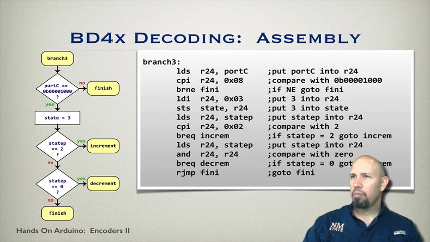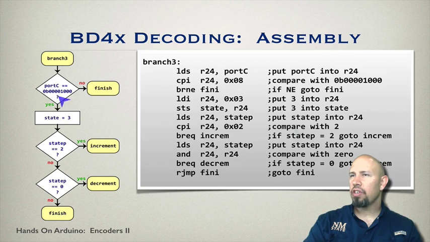That's branch 2. Branch 3 is if this is the value for port C, then we'll go to finish. If it's not, then we'll go finish.